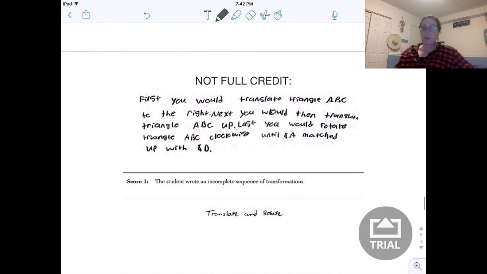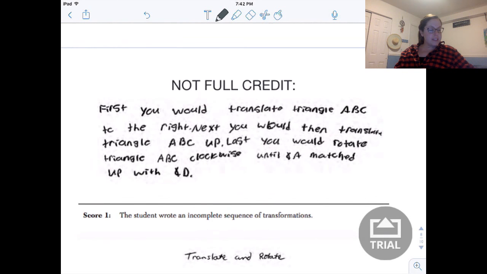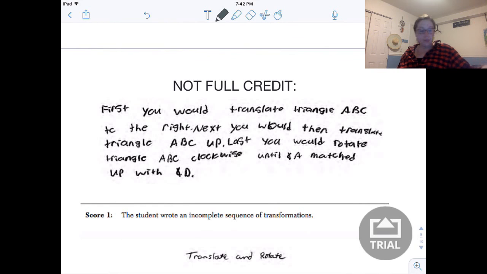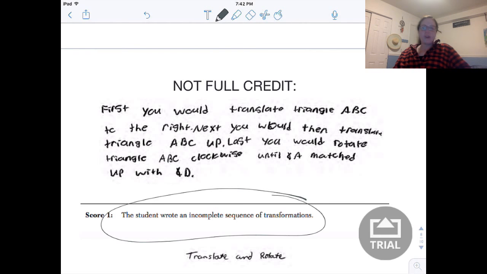This first one said, first you translate to the right. Next you would translate up. Last you would rotate until A matched up with D. This is true, but this is not detailed enough. How much do I translate by, right? How much do I rotate? Around what? We need all that information. That's in there.